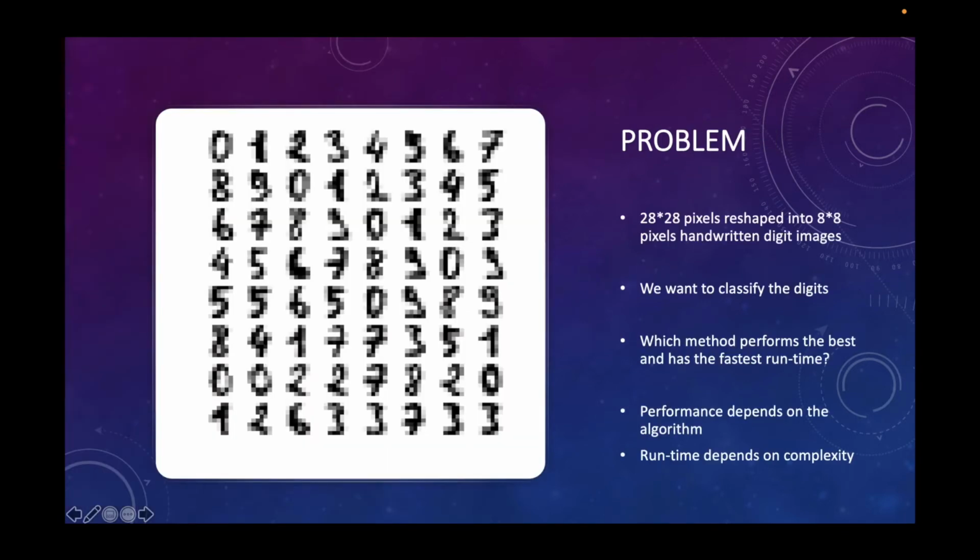So the problem in our project is classifying handwritten digits. We use MNIST handwritten digits that are originally 28 by 28, but here, for the sake of simplicity, we have reshaped them into 8 by 8 pixel images. Obviously, we have 64 features here, and that is a lot. What should we do? What method should we choose? Which method has the best performance? And which one is the fastest?